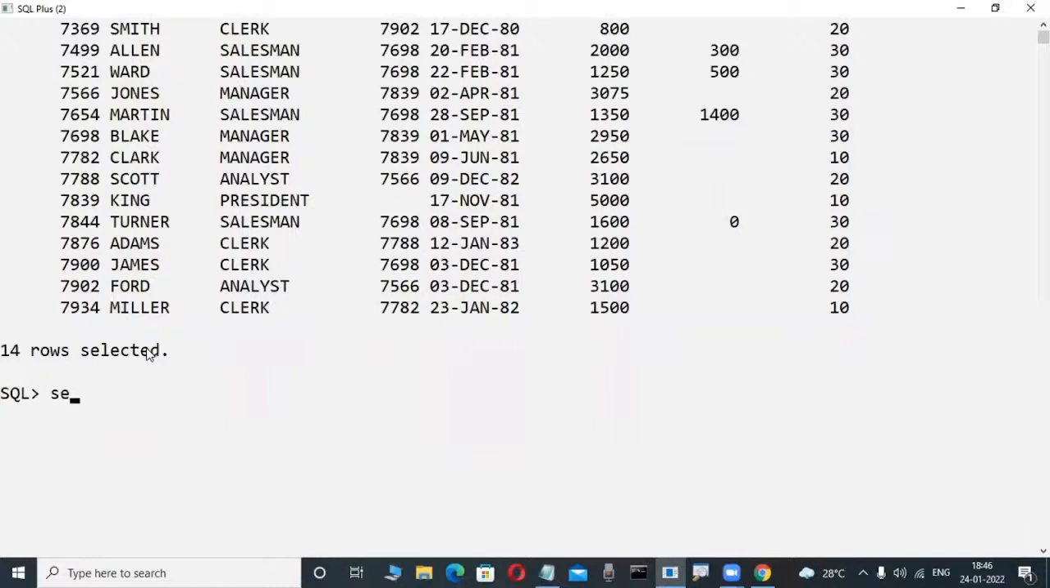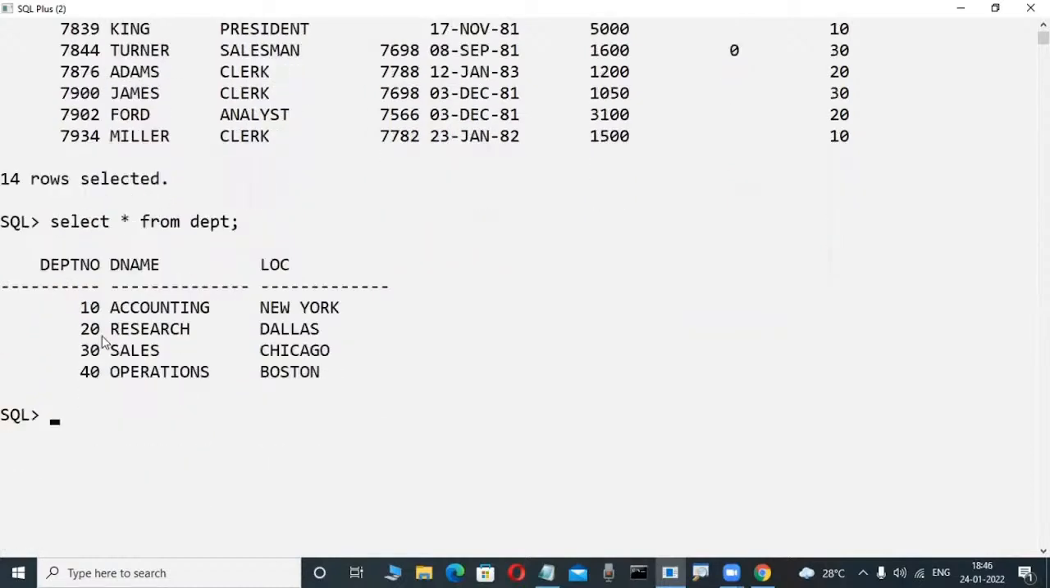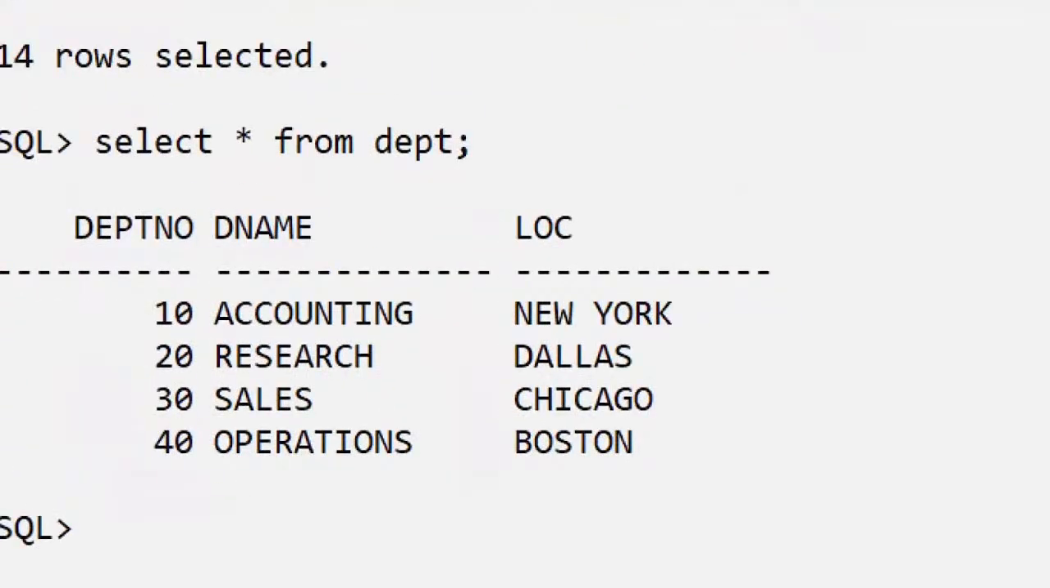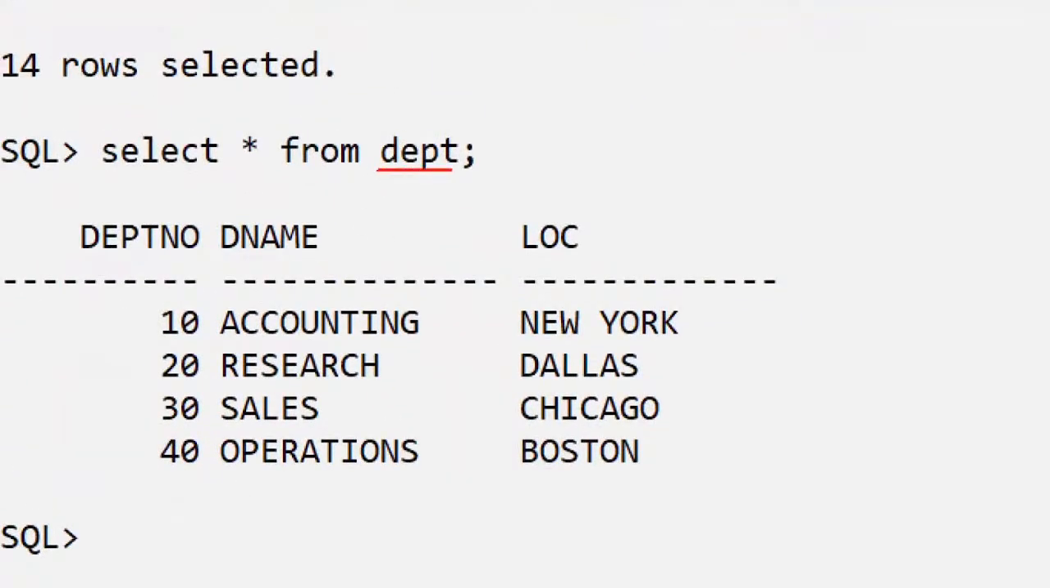Again, observe here. Another table is there, DEPT. These are third normal form tables, well-normalized tables. Don't worry, but first observe without any knowledge. The DEPT table maybe holds department details. How many columns are there in this table? Department number, D name, and location: 3 columns are available. How many rows are there? 1, 2, 3, 4 rows are available.